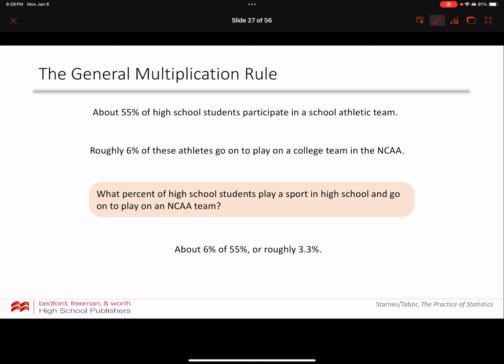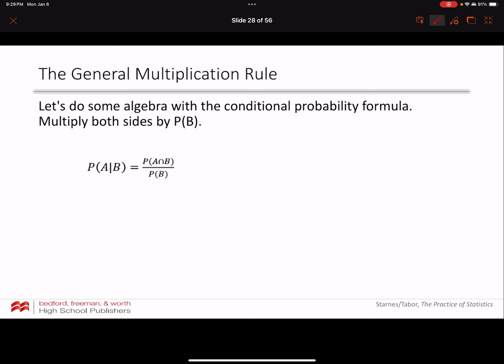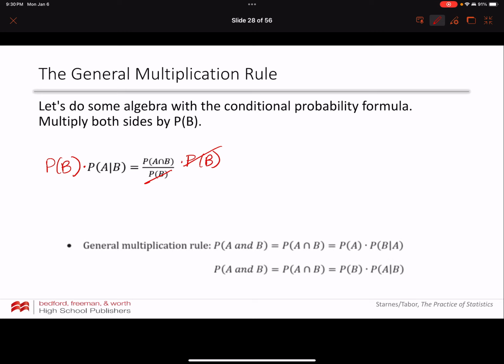But let's talk about why we can do that. Why can we multiply those two percentages together? Let's take this formula that we just used, and do some algebra with it, right? This is the conditional probability formula. We're going to multiply both sides by the probability of B. I now get the probability of B times the probability of A given B, so times the conditional, is equal to the probability of A and B.